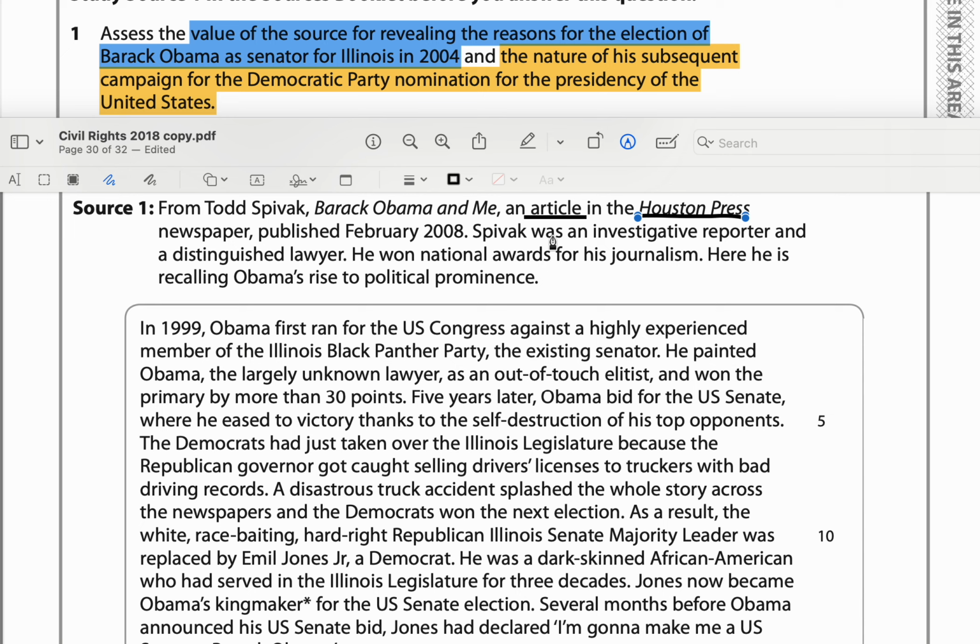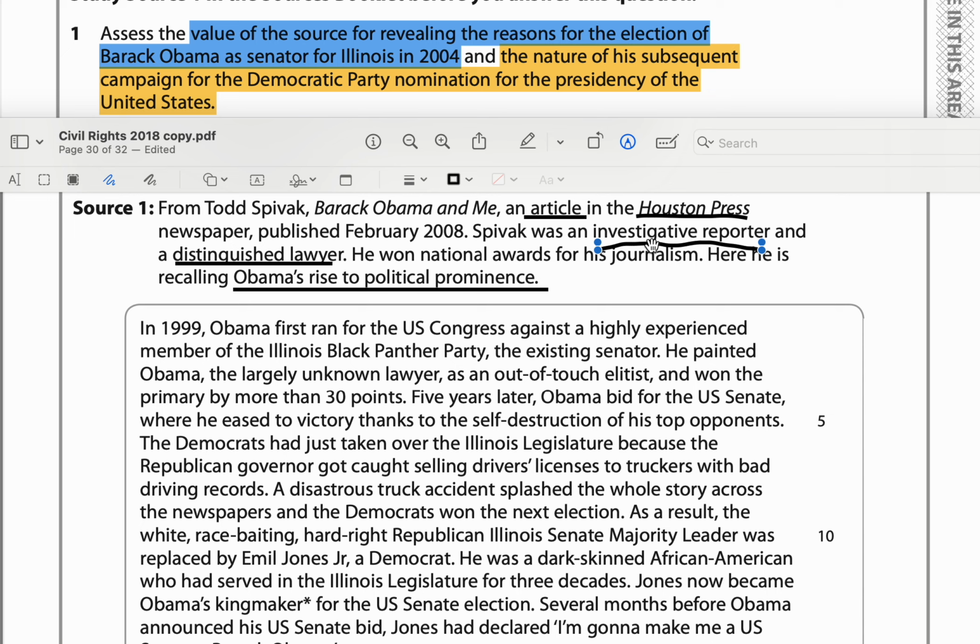Also, Spivak is an investigative reporter and a distinguished lawyer. So this is somebody who's in a good position to talk about Obama as a politician, and particularly policies and things like that. Won national awards for journalism. So this is somebody who is going to bring value to this. It's not a random person with no experience. And the article is focused on the inquiries. So it has value there. For both inquiries, really, the nature of the article has value.